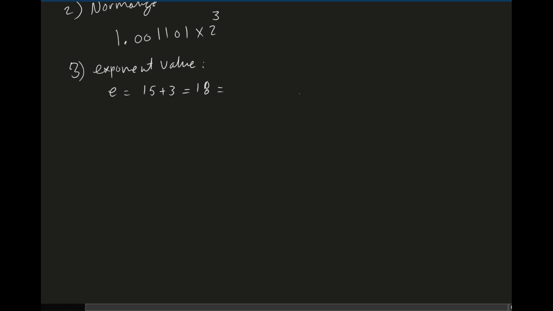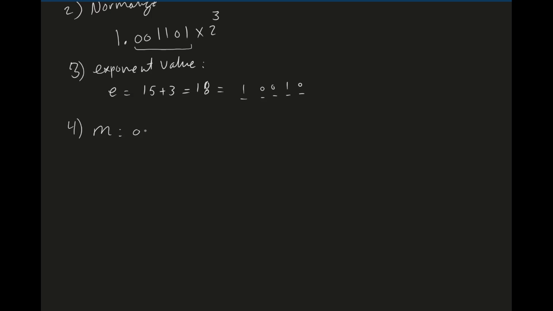So this is my 5 digits for the exponent. So this is 16, this is 2, like that. And then the mantissa is the remaining bits that we have here. I don't have to write it actually because you can just copy it down right away. So this is 0, 0, 1, 1, 0, 1.